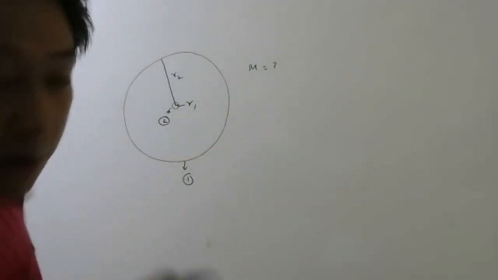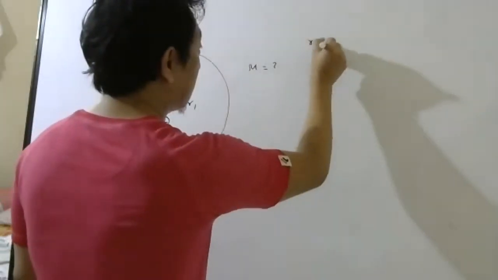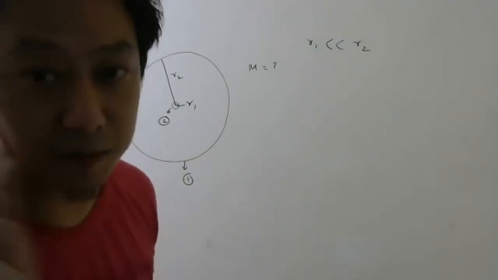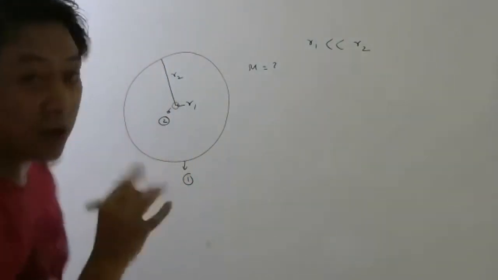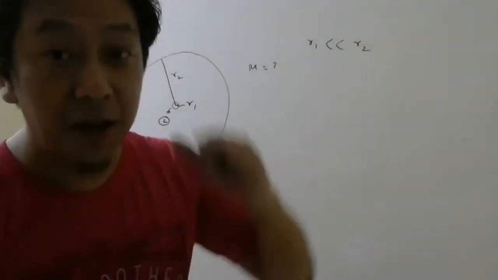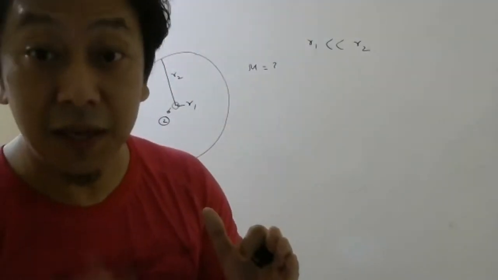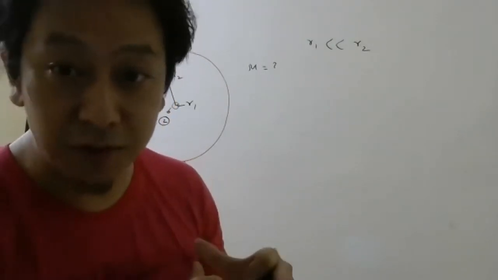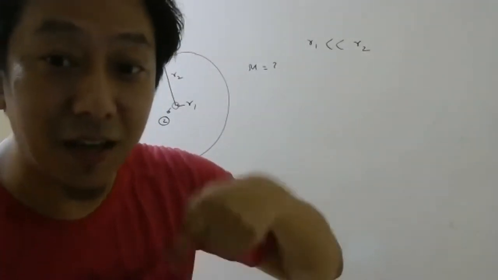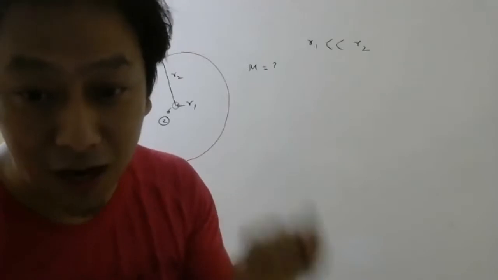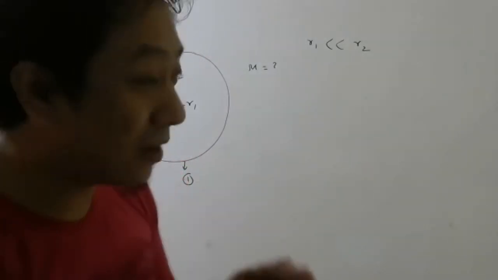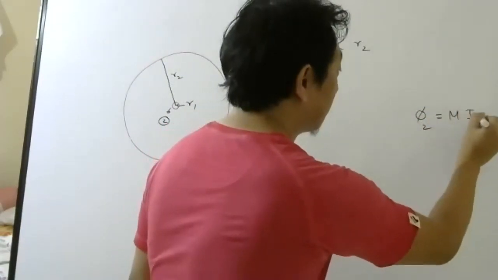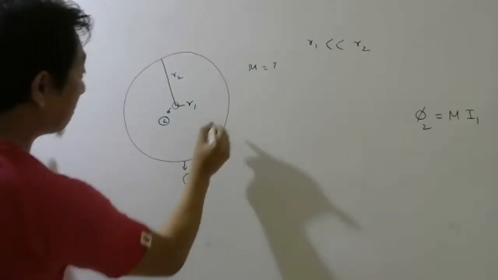Now listen carefully, students. They have given that R1 is much smaller than R2. Without this condition, it will be impossible to do. Now, how do I calculate mutual inductance? The trick is this: pass current in one of the coils, then calculate the flux linked with the other coil. Then you find the ratio, because you know phi2 is M I1. So I will pass current here.